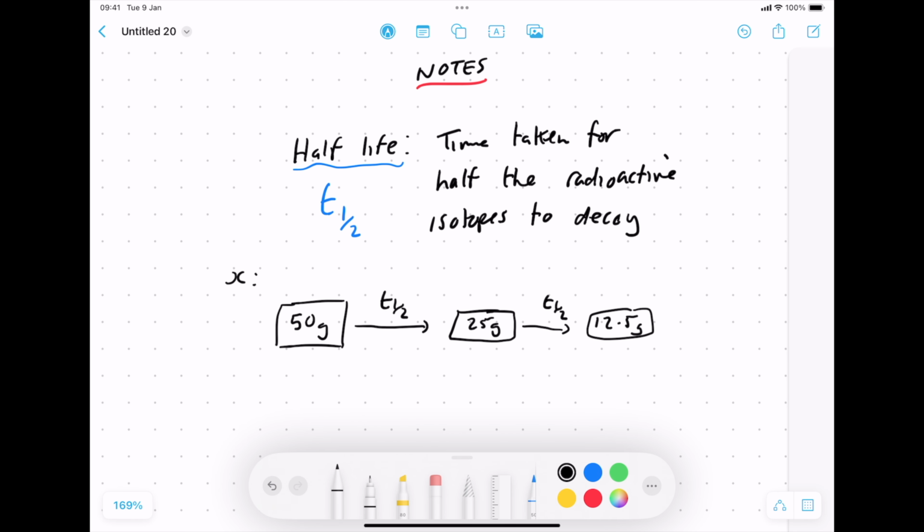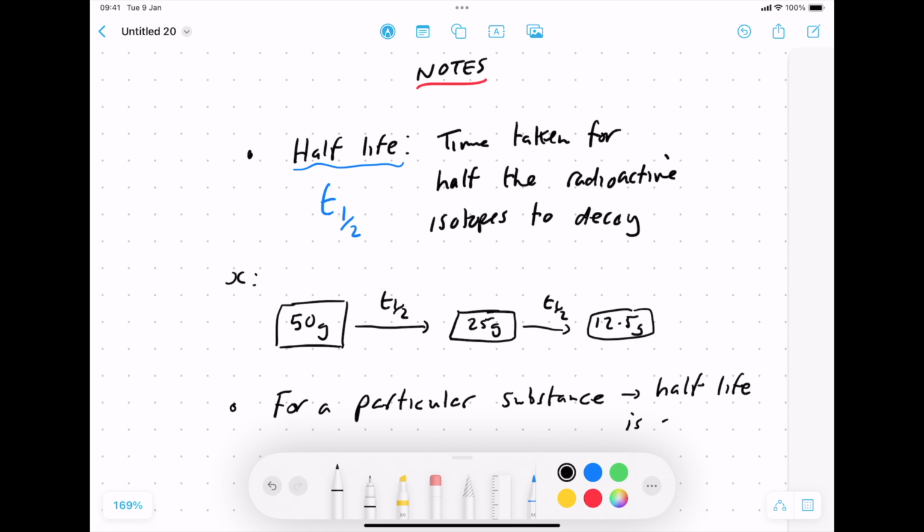That's the first point to mention. The second point is that for a particular substance, in this case a radioactive isotope, the half-life is constant. So it's always constant. For radioactive isotopes, it can vary wildly. Some could be within a few minutes, and others could take years and years, months, weeks. It really does depend on the isotope. It's completely different from isotope to isotope. Also, radioactive decay is random, so you cannot predict which actual isotopes from a sample will decay.